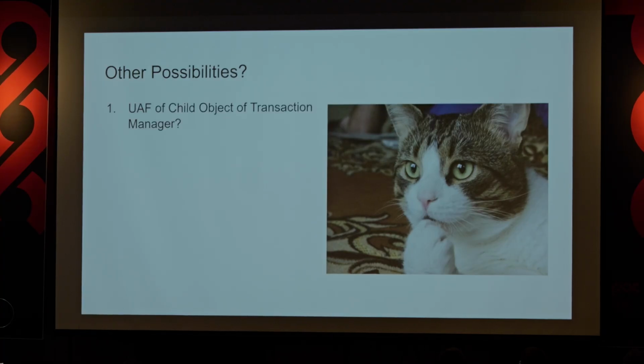Well, could it be a use after free of a child object of the transaction manager? I took a look, but I don't see that kind of child object that you could use after free. And most importantly, before the patch, we were already referencing the transaction manager. All the patch does is add another reference to the transaction manager. So why would one reference to the transaction manager allow you to free the child object, but two not allow you to? It doesn't make sense to me.